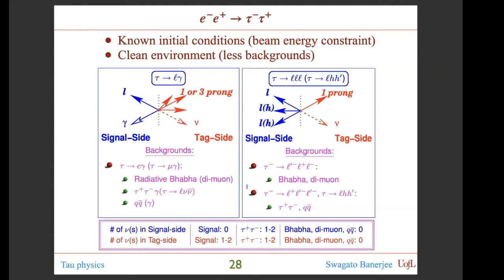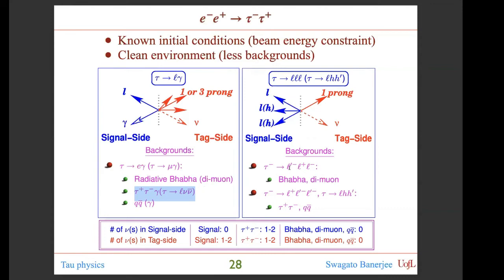Here is shown how we can look at the topology between, say, tau to lepton and a photon, or tau to 3 leptons. In the case of tau to lepton and photon, we will have 1 lepton on the signal side. And in the case of 3 leptons, we will have 3 leptons on the signal side. Or we can also have lepton hadron hadron in the final state. In the case of tau to e gamma or tau to mu gamma, the principal background comes from radiative Bhabha or dimuon events. And we can also have some irreducible background from the tau decays. The q qbar typically plays a small role as a background.